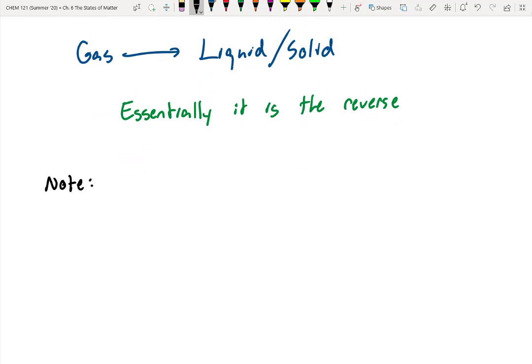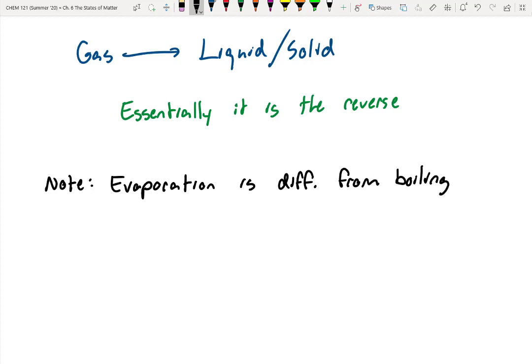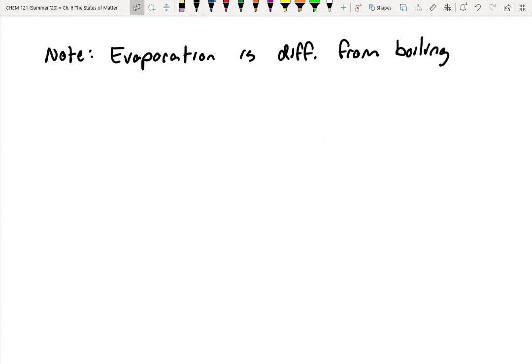A lot of times students will say, well, vaporization, you're talking about boiling, right? So evaporation is different from boiling. Boiling has a very, very defined property, or very defined set of metrics it has to meet. So the boiling point of a substance occurs when the vapor pressure equals the atmospheric pressure.